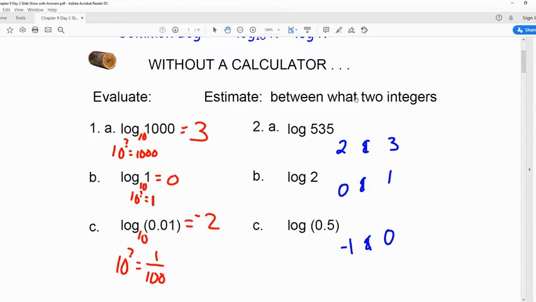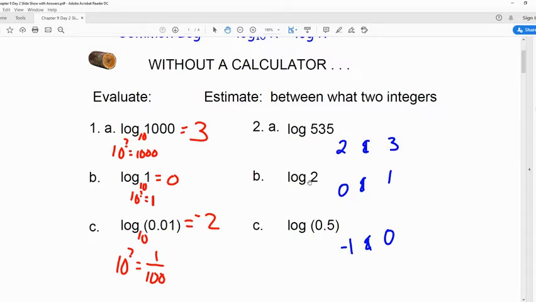And then estimating. So again, a little bit of number sense here. Log 535. Obviously, if you have your calculator, you can type that in exactly and get the value as a decimal. But the idea here is that 10 to the second is 100, 10 to the third is 1,000, and 535 is between 100 and 1,000. So my answer would be between 2 and 3, the exponent on 10.